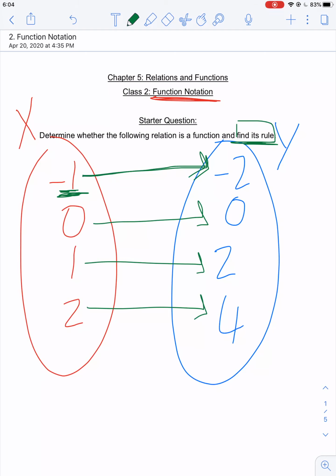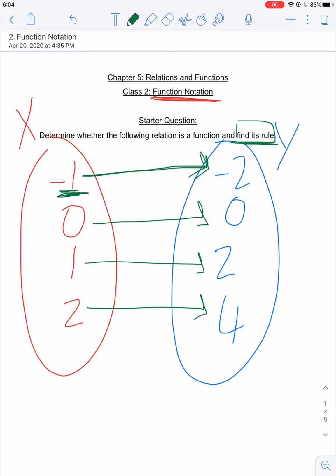Okay, so minus one gets attached to minus two. You don't have a situation where, for example, let's say 0 is attached to 0, but also 2. You don't have anything like that happening. So this is a function. It is a function.